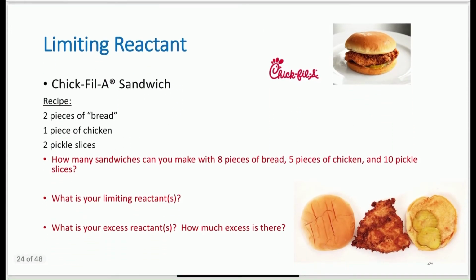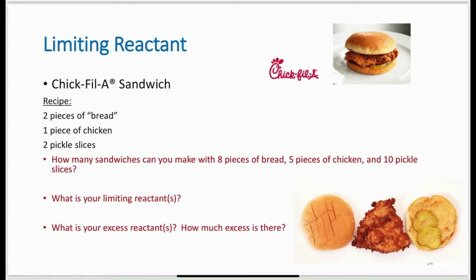So let's go ahead and work a limiting reactant problem. Chick-fil-A. If you have not had Chick-fil-A, I promise that if you like chicken at least, you will eat there this fall since it's in the blue. Students eat there kind of frequently. A very common staple of Chick-fil-A is their Chick-fil-A sandwich. The recipe for a Chick-fil-A sandwich is 2 pieces of bread, 1 piece of chicken, and 2 pickle slices. So that's what one sandwich contains.